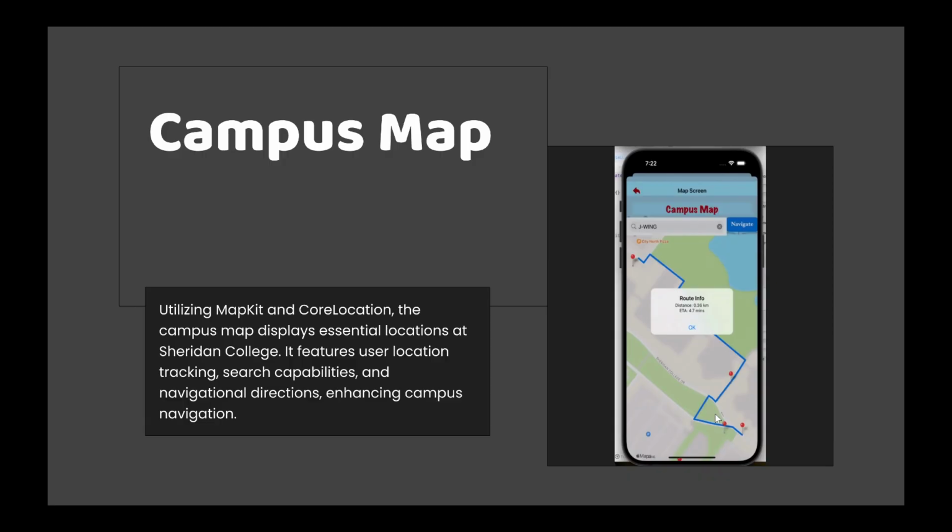The fourth feature is the campus map. Utilizing MapKit and Core Location, the campus map displays essential locations at Sheridan College. It features user location tracking, search capabilities, and navigational directions, enhancing campus navigation.